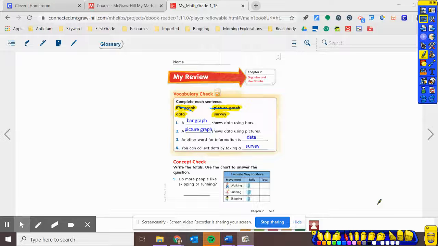All right, let's move down to number 5. So for number 5, first we need to write the totals in our tally charts. So people were voting for their favorite way to move. They could choose between walking, running, and skipping. So I want you to write the totals in here, and then we're going to do it together and check how you did.